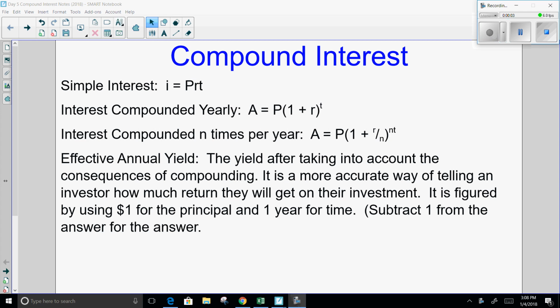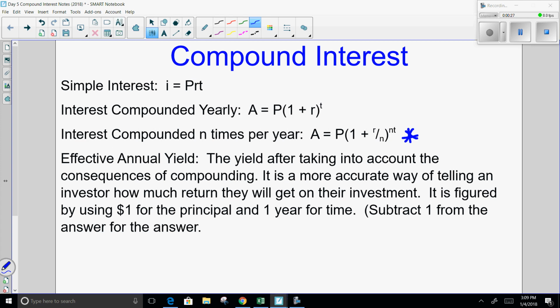Today we're going to start talking about compound interest. There are three formulas we're going to talk about today that deal with compound interest. You have simple interest, you have interest compounded yearly, and you have interest compounded n times per year. This one right here is going to be the one that we deal with pretty much the whole time today.